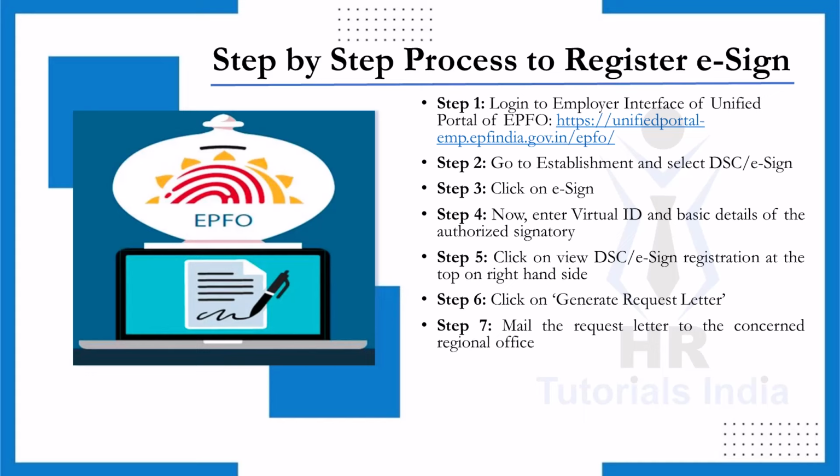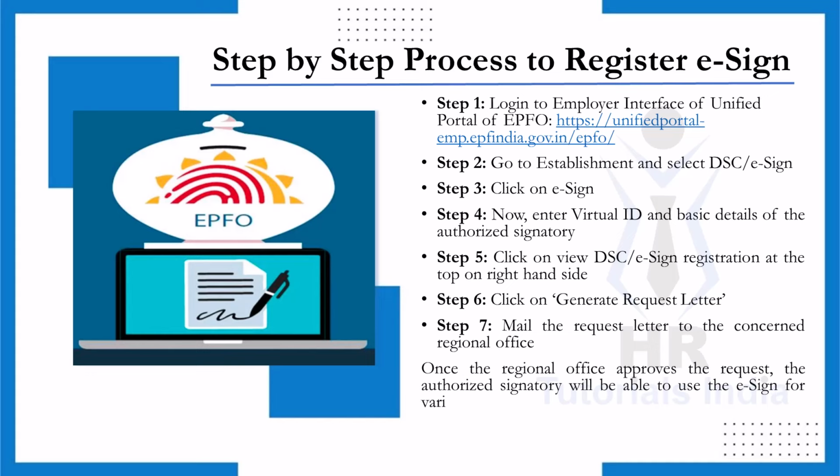So friends, these are the 7 step-by-step process to register eSign in EPF portal. Once the regional office approves the request, the authorized signatory will be able to use the eSign for various tasks like KYC attestation, transfer claim or approval, etc. So friends, we have seen the step-by-step process to register eSign theoretically. Now let us get into the video practically how to register eSign in EPF portal.